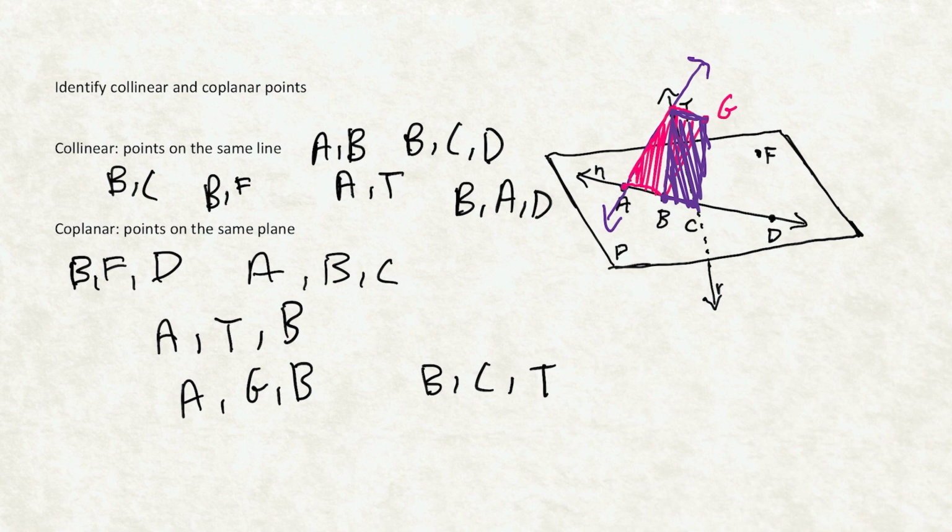As you can see, there is an infinite amount of planes that you can make. So there will be many variations. These are just some examples. This is how you find collinear and coplanar points.